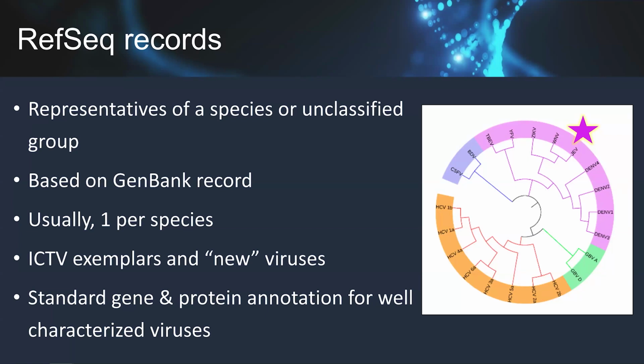So for example, SARS coronaviruses, right? There was one for the older outbreak. It wouldn't make sense to not have a new RefSeq for SARS-CoV-2. So that one has multiple RefSeqs. Also, we create the RefSeq records based off of ICTV exemplars. So those were mentioned earlier.